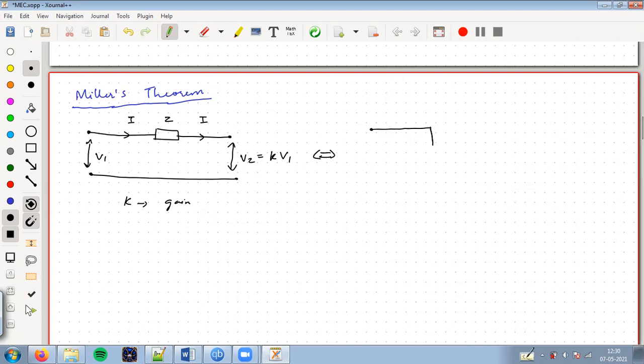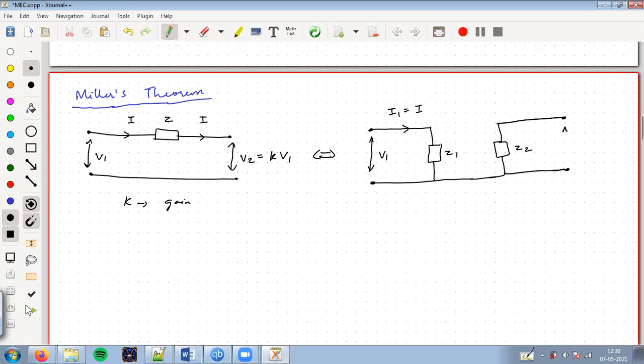I can replace Z with say some impedance Z1 at the input side. This I will call V1. The current flowing I will call I1, which is the same as I. And at the output side, I get an impedance called Z2. And here I have V2, which again is K times V1. And the current which is flowing here, if I call it I2, should be the same as I. So this is what basically Miller's theorem is.